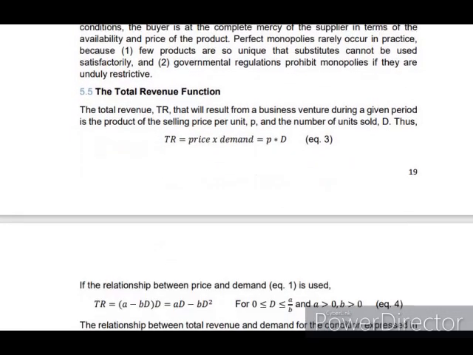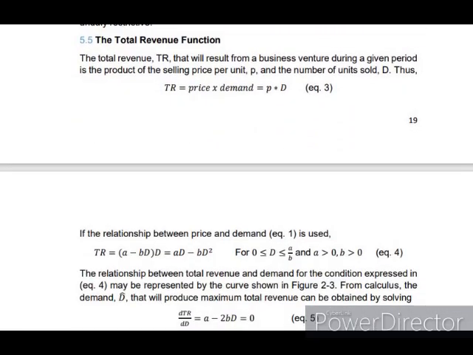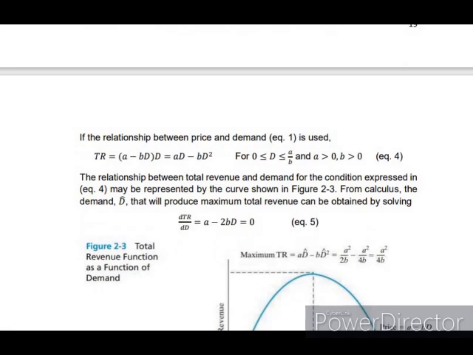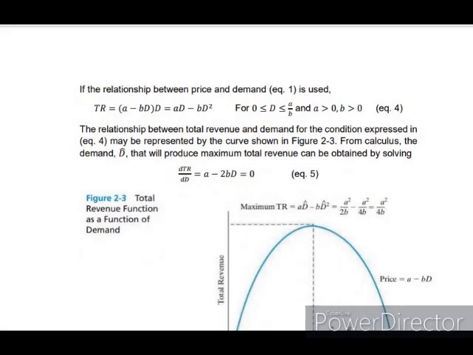Next is 5.5, the total revenue function. So the total revenue, or the TR, that will result from a business venture during a given period is the product of the selling price per unit, or P, and the number of units sold, or D. Thus, the TR is equal to the price times demand, okay, or equals P times D. So if the relationship between price and demand in equation 1 is used, we will just substitute. So TR is equal to the quantity (A minus BD) multiplied by D, which is equal to AD minus BD squared.